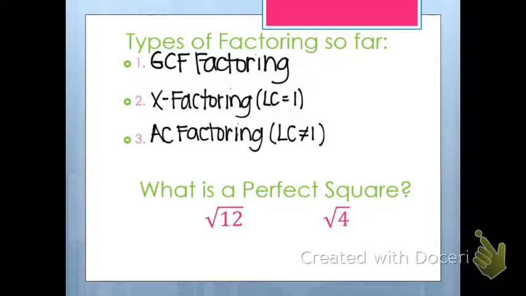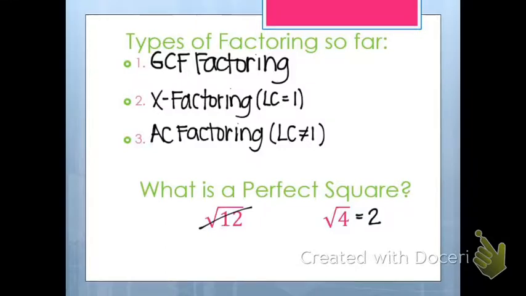So I want you to cross out the square root of 12. Now, what about the square root of 4? Is that considered a perfect square? Yes. What whole number times itself will give me 4? 2. So go ahead and write that equals 2. So you have to know what a perfect square is. It's the whole key to our shortcuts today.